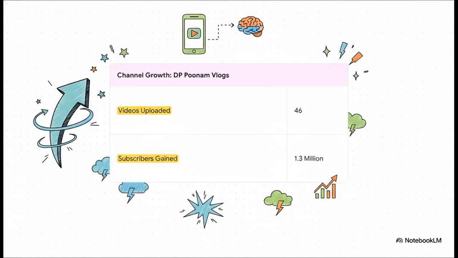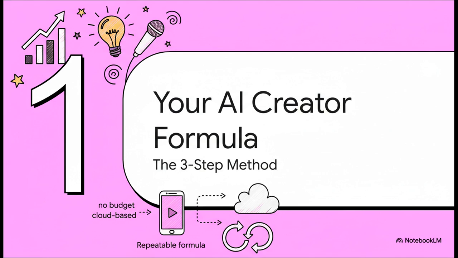And look, this isn't just some one-hit wonder. Take a look at this channel, DP Poonam Vlogs. Now, what's so interesting is that they used to make just regular vlogs, but then they switched to this AI style, and their channel just completely exploded. We're talking over 1.3 million subscribers with just 46 videos. Incredible.